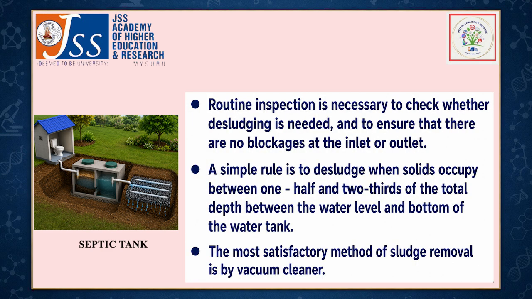Routine inspection is necessary to check whether desludging is needed and to ensure that there are no blockages at the inlet or outlet. A simple rule is to desludge when solids occupy between 1/2 and 2/3 of the total depth between the water level and bottom of the tank. The most satisfactory method of sludge removal is by vacuum cleaner.